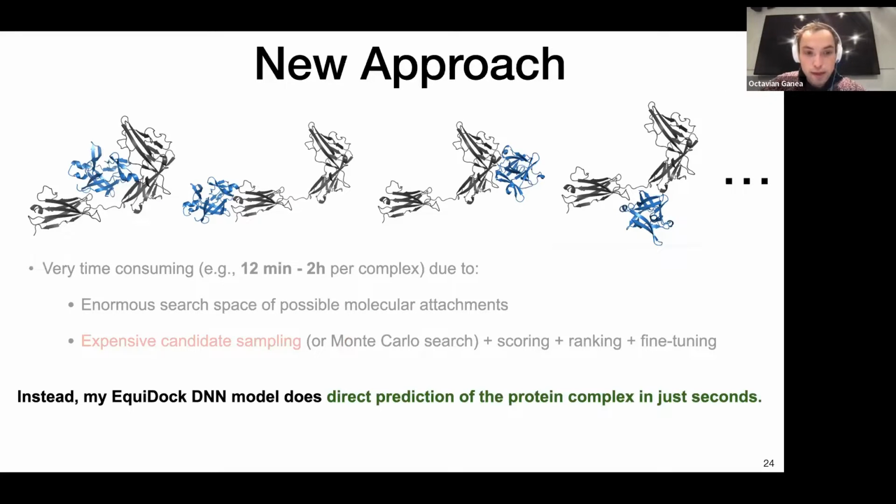So instead, my deep learning model is going to do that as a direct prediction of the protein complex in just seconds. And I'm going to show how that happens. But the idea is that we are going to bypass this expensive candidate sampling strategy.